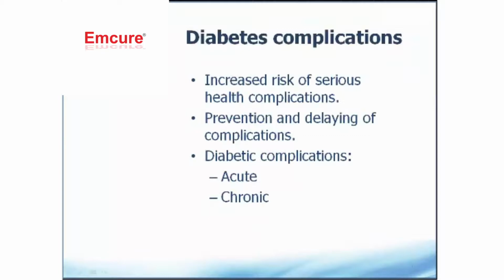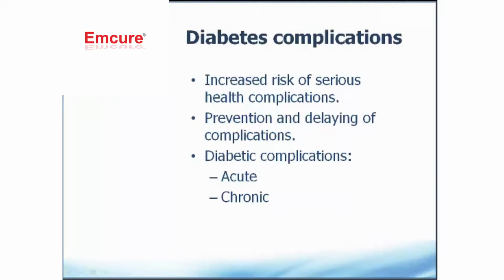As you all know, diabetes itself brings a lot of complications. At the same time, it increases the risk of various serious health complications. Though it increases the complications, prevention and delaying of these complications can be done with the help of proper monitoring of blood glucose levels. As you can see, these complications are divided into two segments: acute complications and chronic complications.